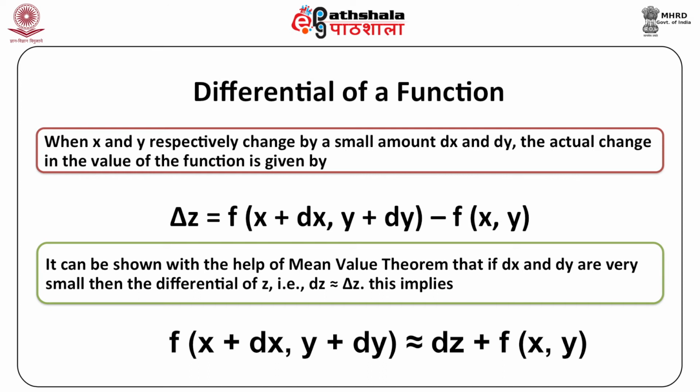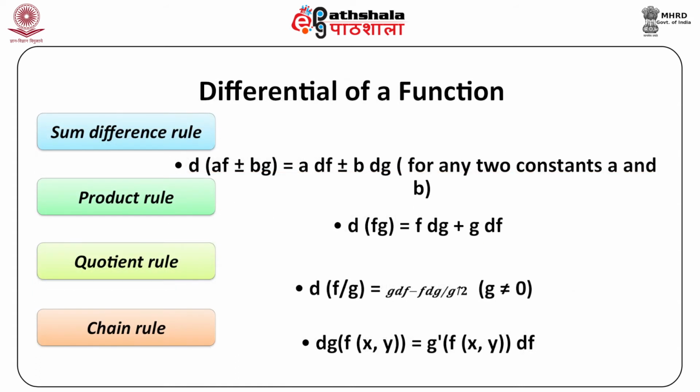It can be shown with the help of mean value theorem that if dx and dy are very small, then the differential of z, that is dz, tends to delta z. This implies f(x plus dx, y plus dy) tends to dz plus f(x, y). This formula can be used to find the change in the value of a function when x and y change by small amounts.